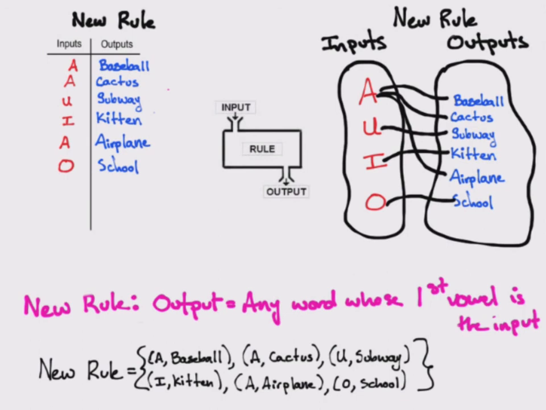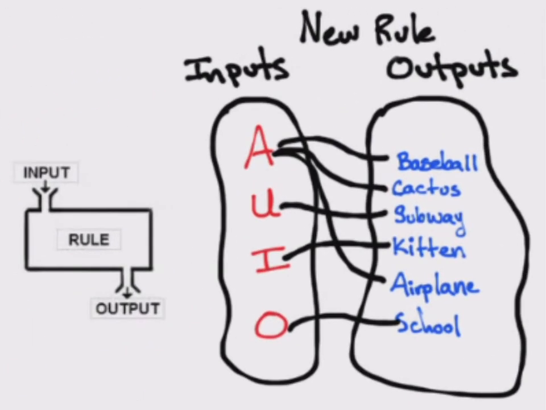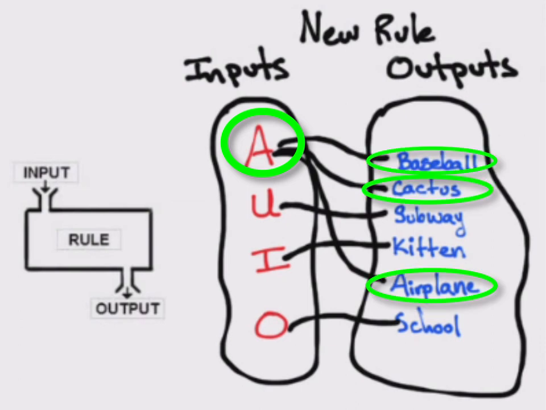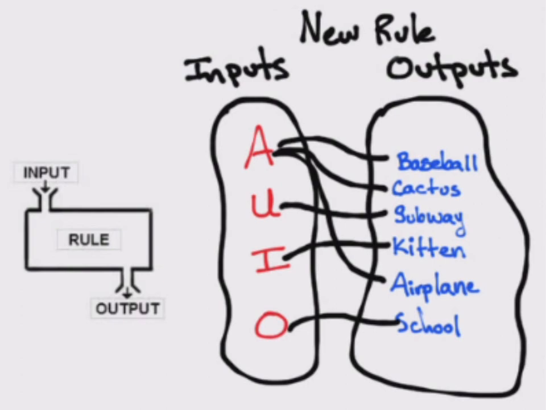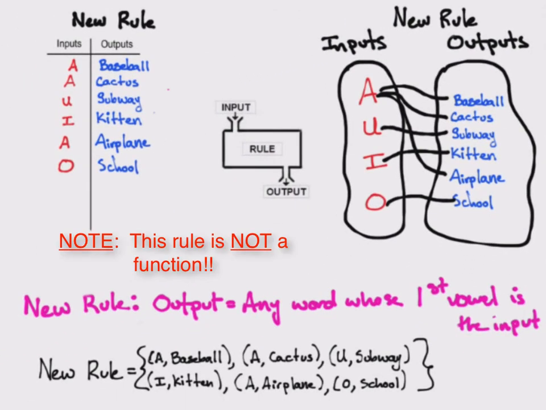Okay, so here are the 3 representations for this new rule. So the big question, is this rule a function? Is it the case that every input has exactly one output? The answer to that question is no, and maybe it's the most obvious to see in our mapping diagram. It's clear here that the single input A has three outputs: baseball, cactus, airplane. In fact, if we think of all the words that have A as its first vowel, there are going to be tons and tons of outputs for that single input. So this rule is not a function.